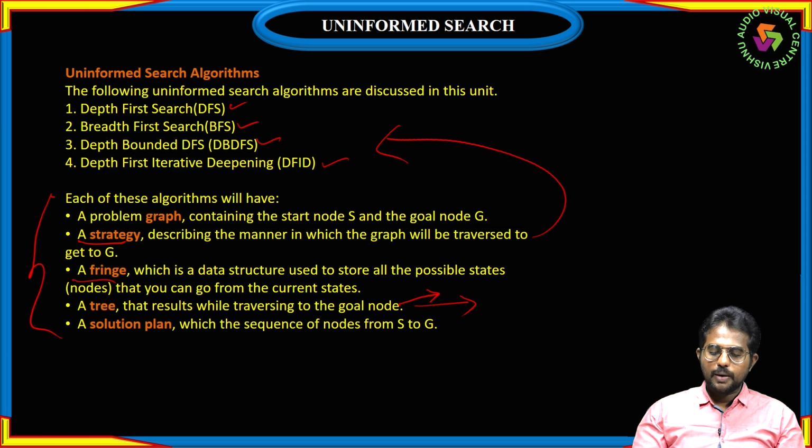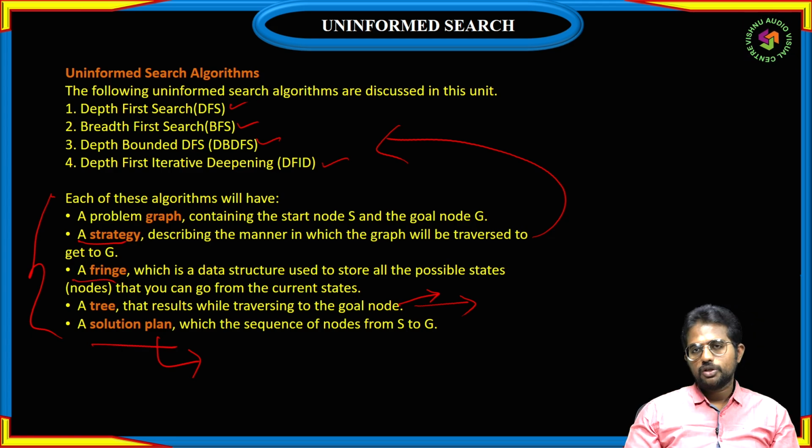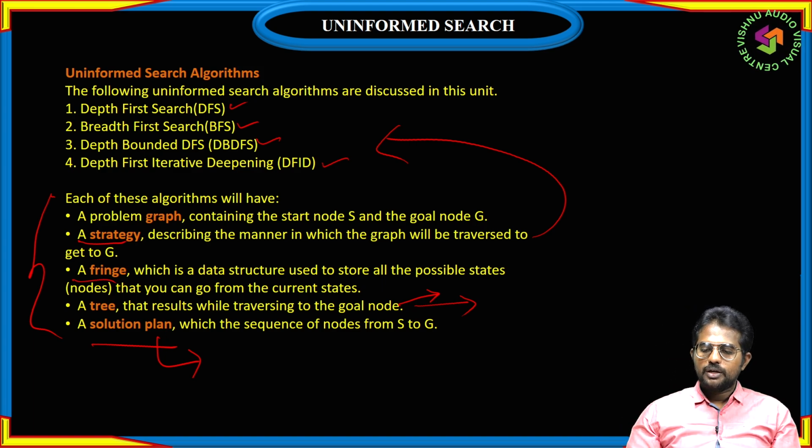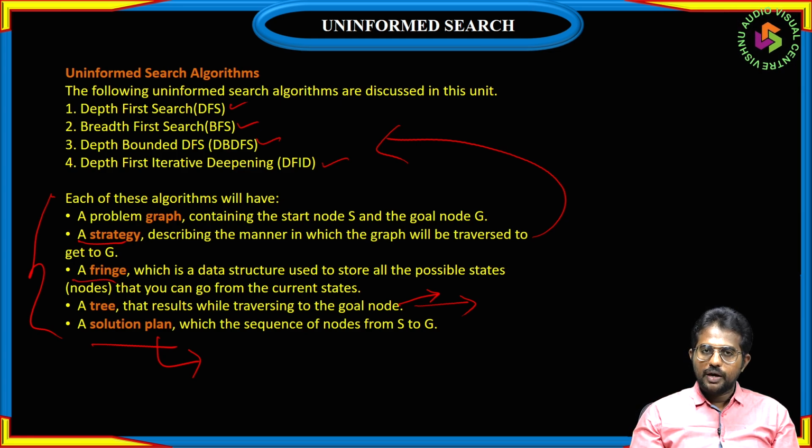And also we will have the path, or solution plan, or solution path. This path will be given from the source node to the goal node, showing the intermediate nodes to reach the goal node. Those can be shown in the solution plan or solution path. These are the elements presented in uninformed search, and the algorithms we use are depth first search, breadth first search, depth bound DFS, and depth first iterative deepening. If we have completed these four topics, then the first unit will be over.